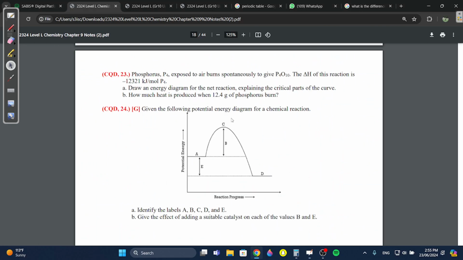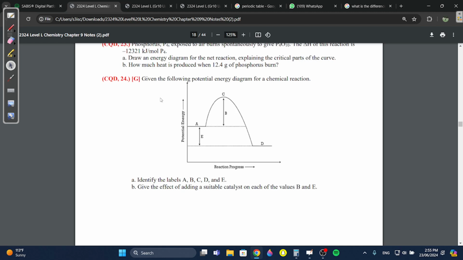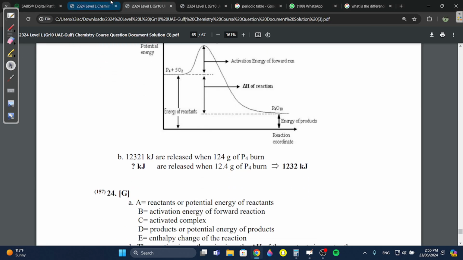Given the following potential energy diagram, identify A, B, C, D, E. Obviously, A is the reactants. B is the activation energy of the forward reaction. C is the activated complex. D is the products, and E is delta H. Is that correct? Oh, there was part B.